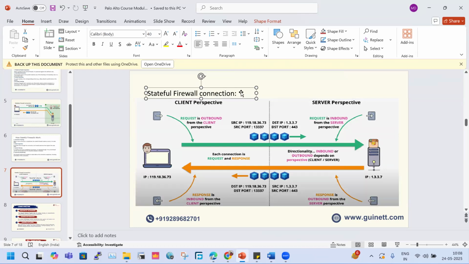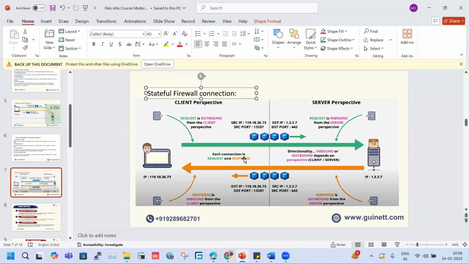In stateful firewalls, we have multiple vendors available like Palo Alto, Checkpoint, Fortinet, and FTD, right? And these are the next generation firewalls. So in this training session, we will discuss Palo Alto.